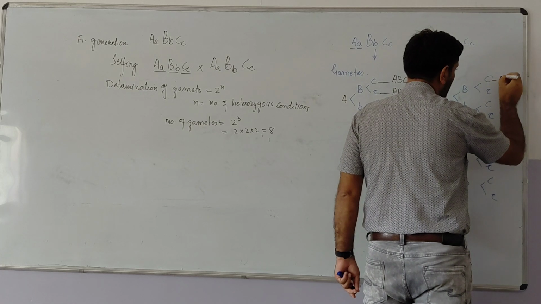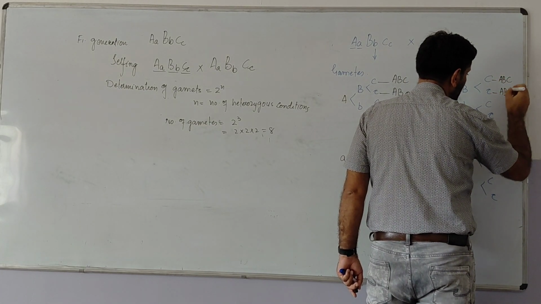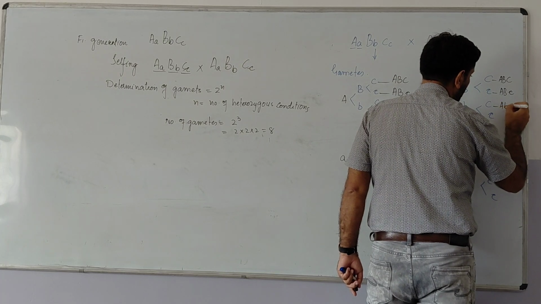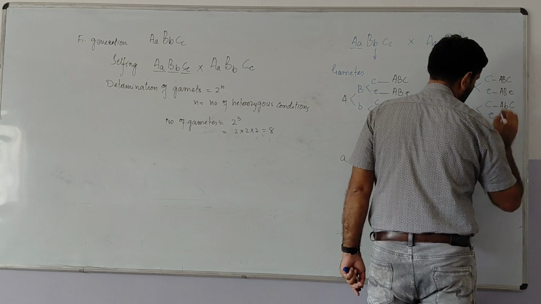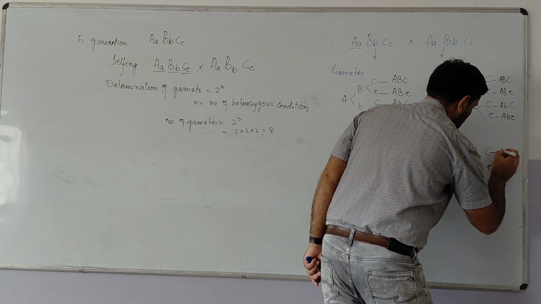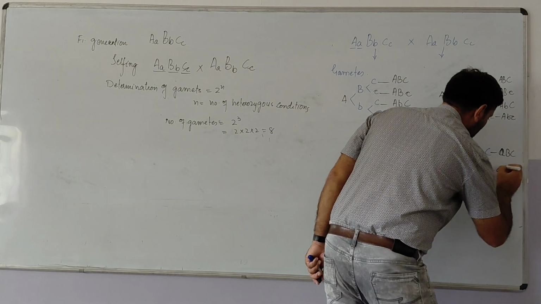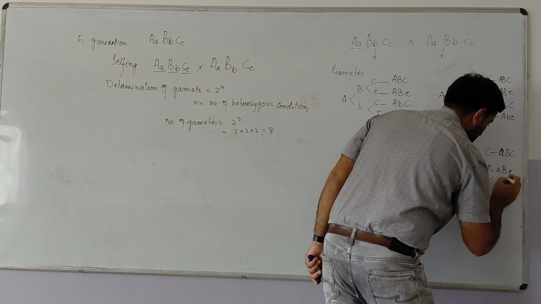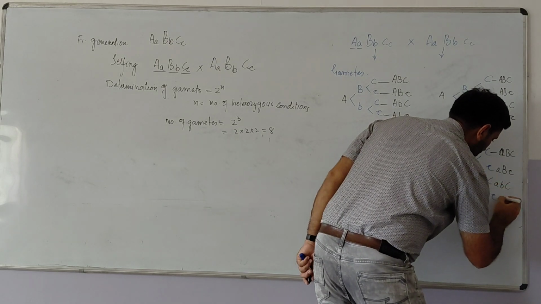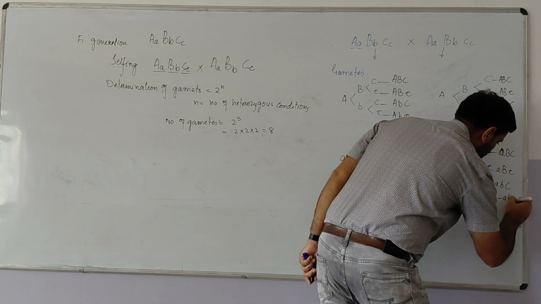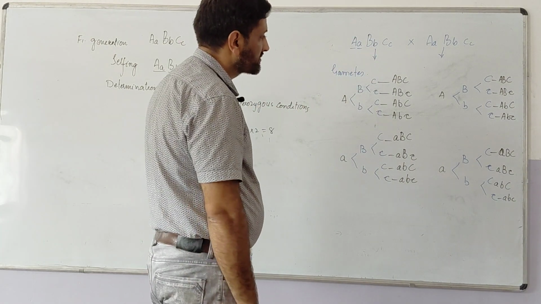It will be capital A, capital B, capital C. This will be capital A, capital B, small c. This will be capital A, small b, capital C. This will be capital A, small b, small c. Again here, it will be small a, capital B, capital C. This will be small a, capital B, small c. This will be small a, small b, capital C. This will be small a, small b, small c. Like this only. So these are the 8 different types of gametes.